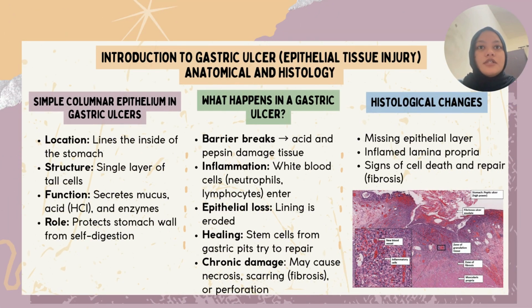So, for the introduction to gastric ulcer, which is an epithelial tissue injury, this is the anatomy and the histology. Today I'll talk about the simple columnar epithelium found in the stomach lining. These cells form a single layer that secretes mucus, acid, and enzymes. It creates a barrier that protects the stomach lining.